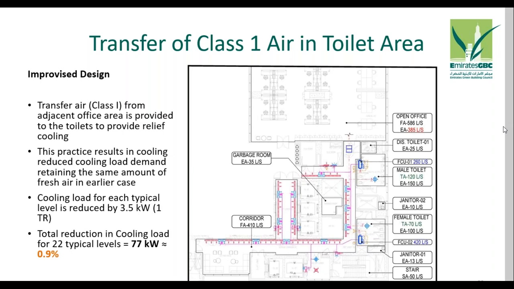ASHRAE actually doesn't talk about comfort conditions in this area, because it is temporary occupancy, so it's just a relief cooling where temperatures can be maintained at a level of 26-27 degrees centigrade without any issue. So those little applications of the standard in detail can save a good amount of cooling load as well as energy. Applying this got a reduction per floor of 3.5 kilowatt. There are two toilets, so the overall impact on the whole building was a reduction in load by 77 kilowatt.